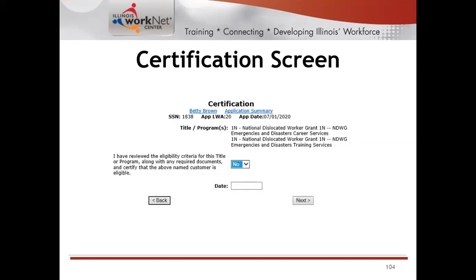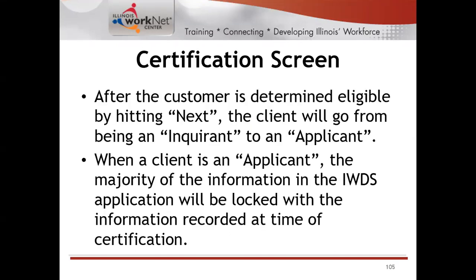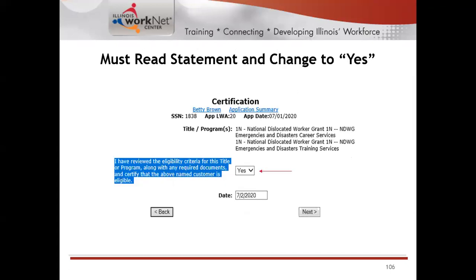You come up to the certification screen. It says, I have reviewed the eligibility criteria for the title or program along with the required documents and certify the above named customer is eligible. It has to be switched from a no to a yes. Once it's switched over to a yes about that statement, this is the certification date. It's really the most important date. When a monitor comes out, they need to make sure everything is signed and dated on or prior to whatever this certification date is. So that's really the most important drop dead date.